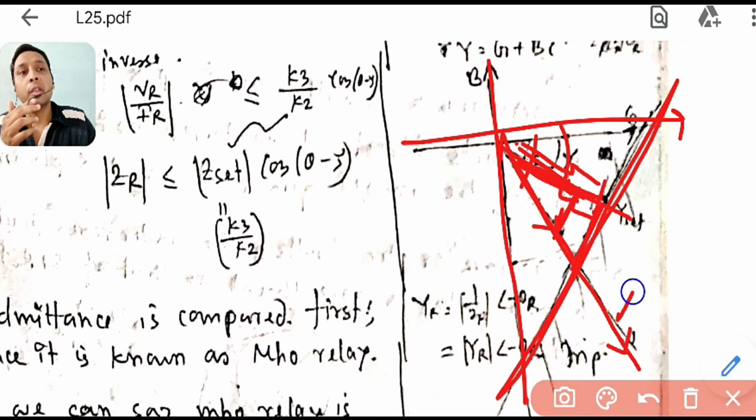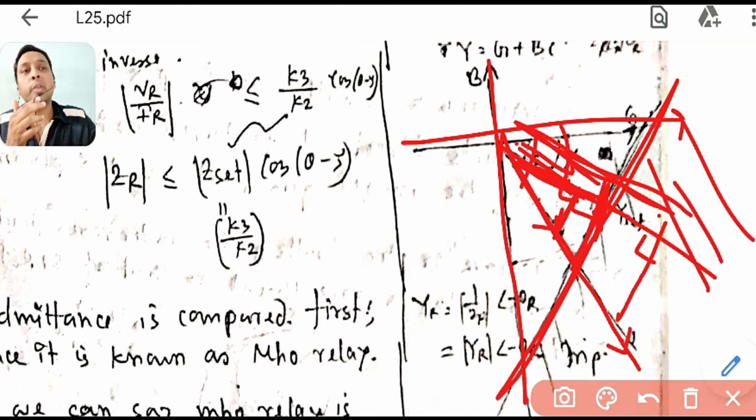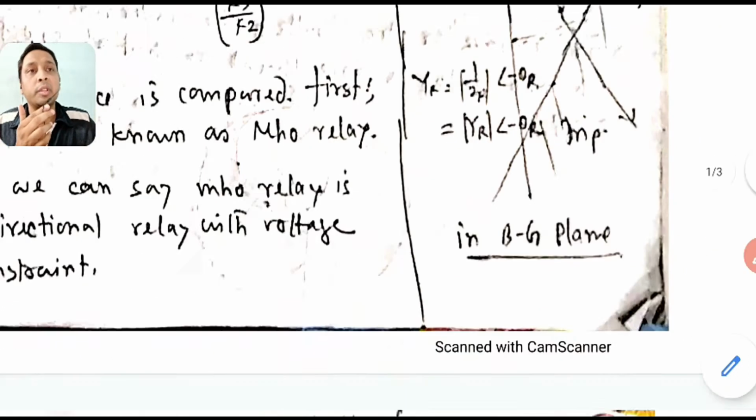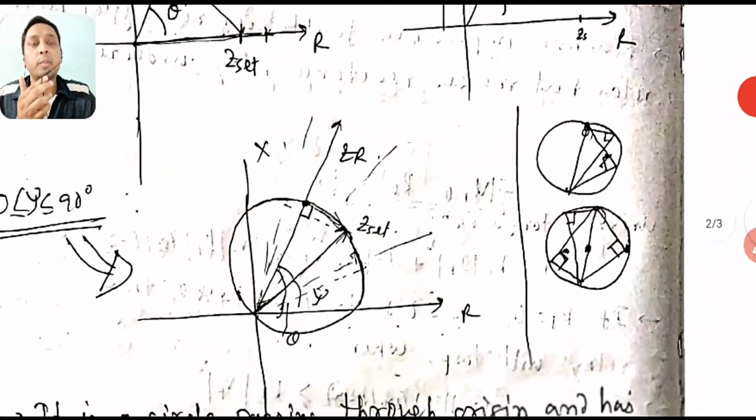Suppose I am here. I will draw a perpendicular on this. Will it trip? It will trip, because my Z set value is here, but the base from this point is greater than this. So that's why this zone becomes your trip zone. Okay, this was what I needed to tell about the admittance plane in the Moore relay.